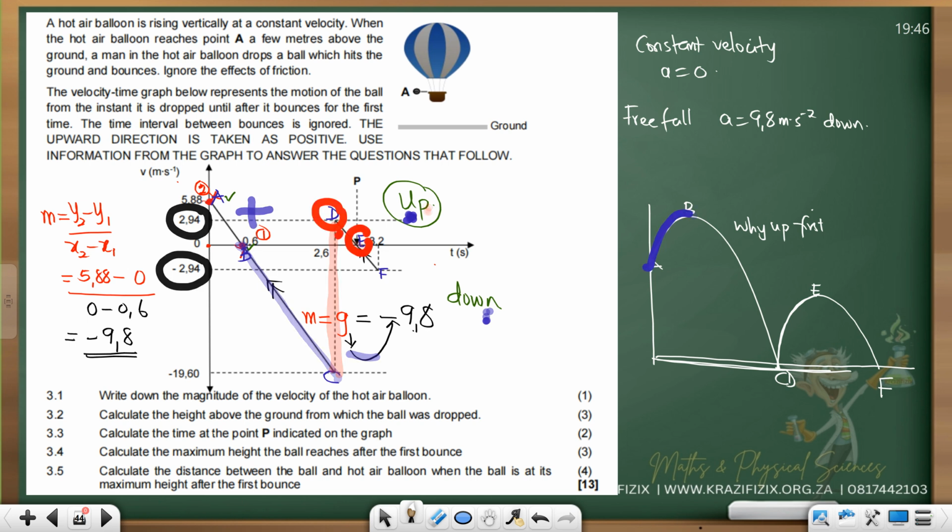What would happen if the ball stopped? The ball stopped for a few seconds, lovely question. C and D will not be on the same line. Then my graph would have looked like this now.